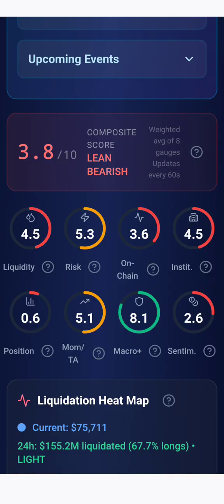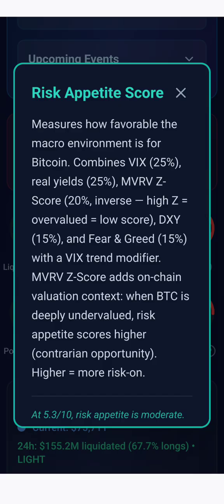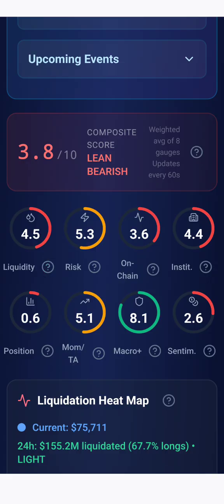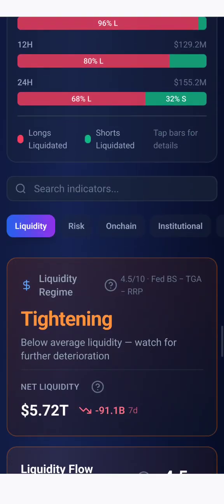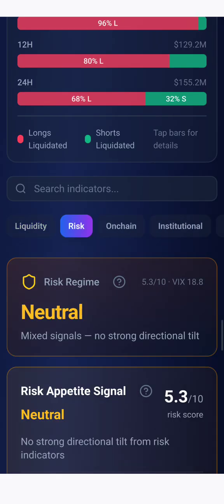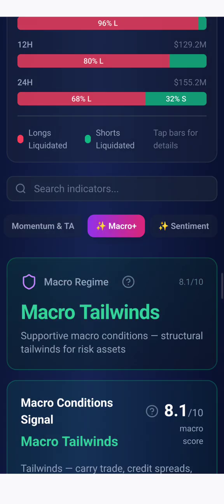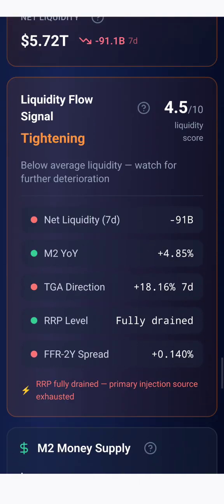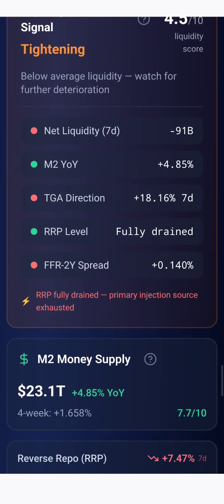If you go into each card here, they all have their own question mark tooltips that explain how those are independently weighted. And these 8 circle gauges are directly correlated to these 8 tabs that you see sliding: liquidity, risk, on-chain, institutional, positioning, momentum, macro, sentiment. If you go into any of these and scroll down, there's an overall card that gives you bullet points explaining what's in this section.